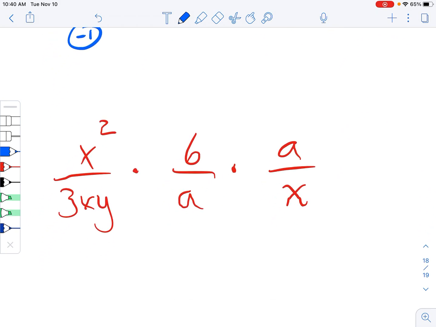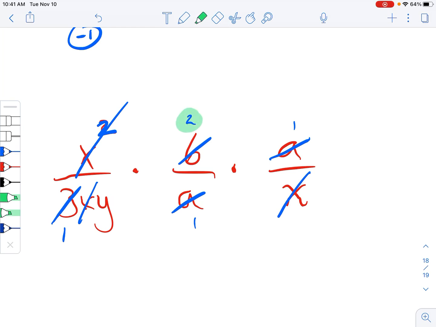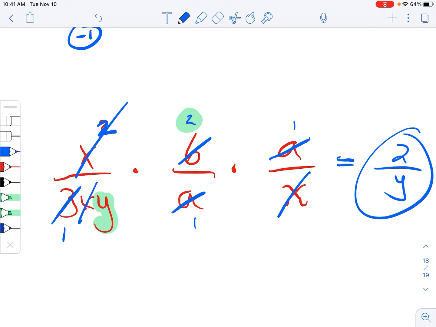If I were looking at something like this, I'm going to notice that my a's can cancel. My 3 and my 6 can still cancel. Just because we're focused on algebraic values doesn't mean we ignore the numeric values. Now I have 2 x's up here, and I have an x down here that's going to cancel and an x down here. So I took care of those 2 x's. So the only thing I'm really left with is a 2 here and a y right here. And so my simplified answer is 2 over y. There we go.